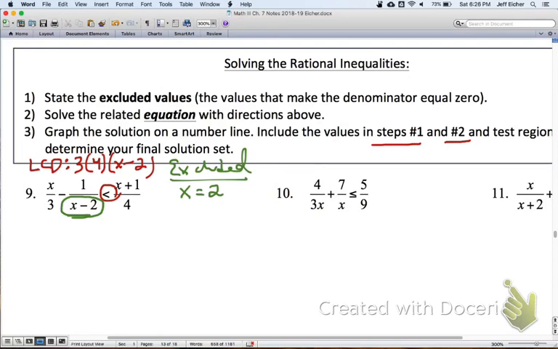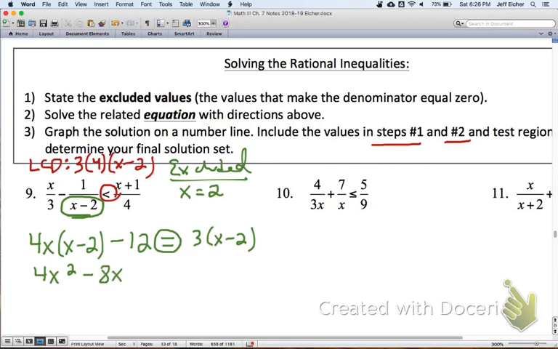It looks like the first equation we would have is 4 times x minus 2. The next fraction would be minus 3 times 4 times 1 is 12. And then we're treating it like equals. I'm going to circle that. We're acting like it's an equals for now. And then we multiply that last fraction by the LCD, which would give us 3 times x minus 2. Simplifying a little bit, we get 4x squared minus 8x minus 12 equals 3x minus 6.